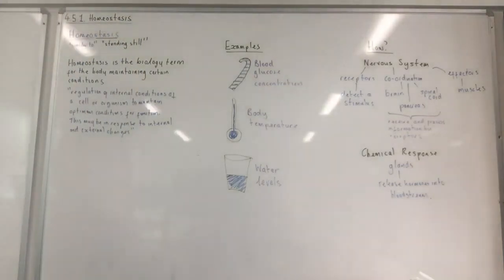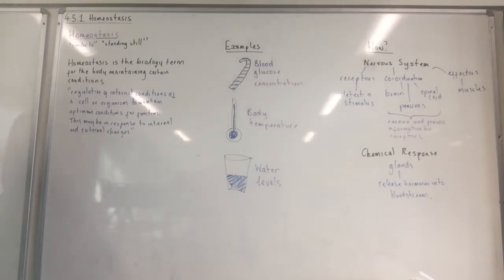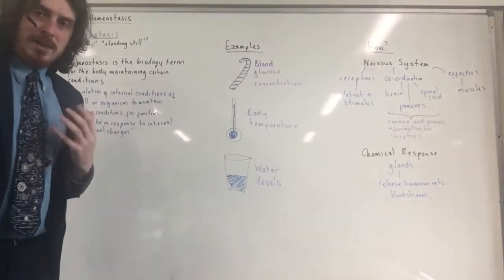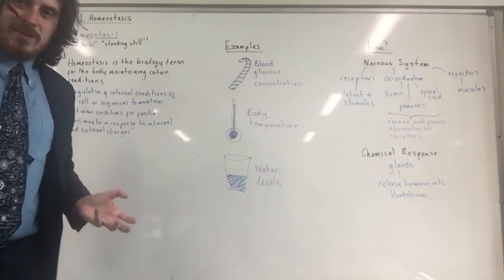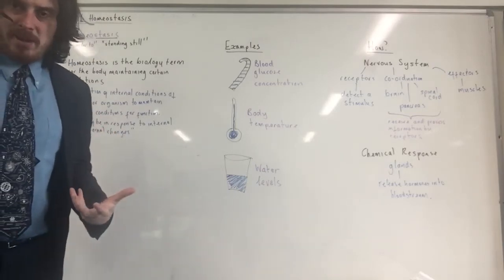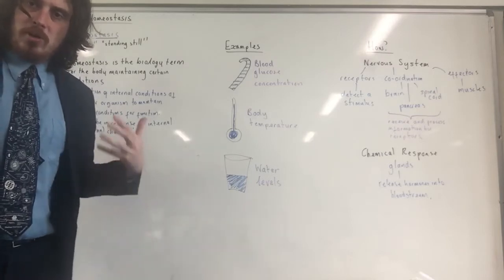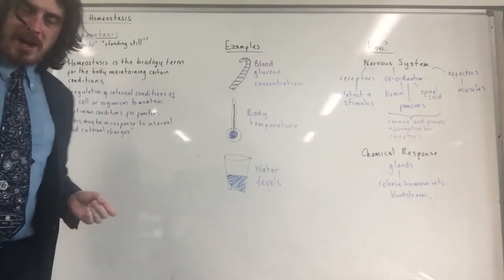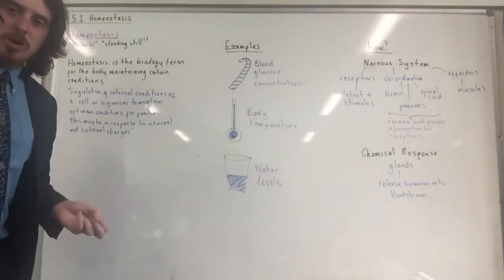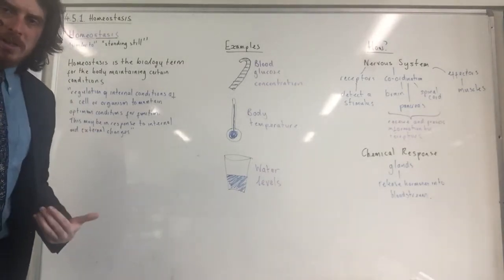Hi there. So in biology, we need to look at homeostasis. Now, it's the idea that your core body temperature is about 37 degrees and it stays about 37 degrees. The reason why is so your body is at the optimum temperature to perform chemical reactions. And we need to talk about how this happens.